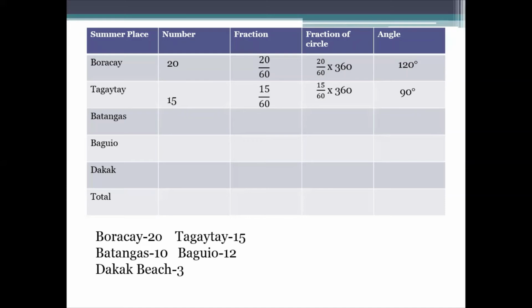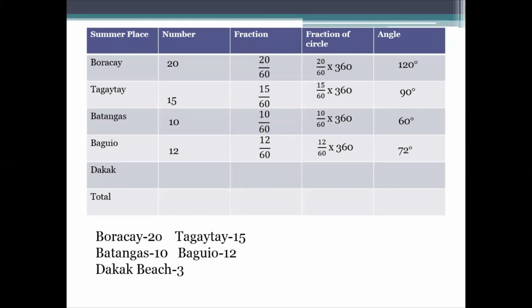Let's proceed to Batangas. Batangas got 10 votes. So 10 over 60, 10 over 60 times 360. The answer is 60 degrees. Let's proceed to Baguio. For Baguio, 12 students voted. The fraction is 12 over 60, and the fraction of the circle is 12 over 60 times 360. Again, don't forget, 360 times 12 divided by 60. Then we get an angle of 72 degrees.